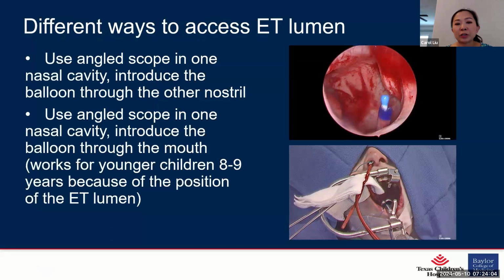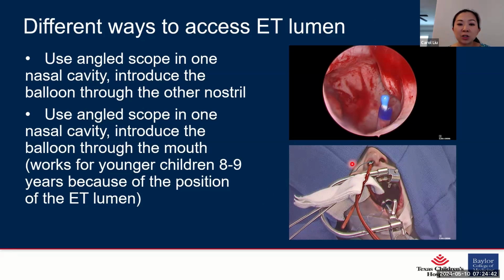So let's say occasionally we do have a child with very severely limited space in the nose, and we really cannot get access to the eustachian tube lumen no matter what we do. In this case, what we have done before is use the endoscope in the ipsilateral nose, the side where you want to do the eustachian tube dilation, but then insert the eustachian tube balloon through the opposite nostril, and you can curve it into the eustachian tube if needed.